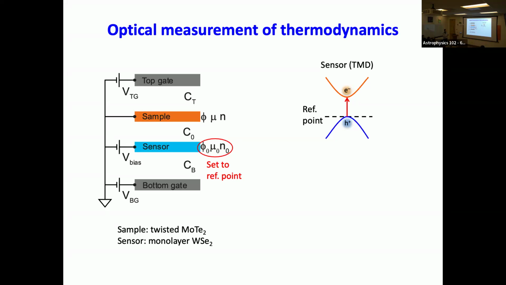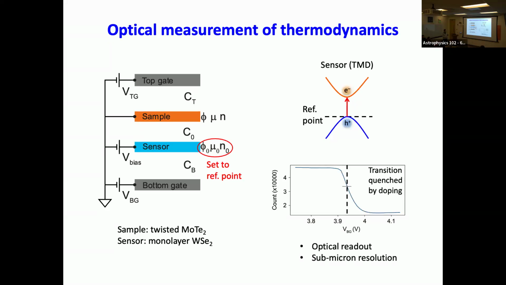Either the conduction band minimum or the valence maximum. And the readout in our experiment is actually to look at the strength of this interband transition, exciting an electron from the valence band to the conduction band. And this is an example curve of the strength of this transition as a function of the bottom gate, which tunes the sensor Fermi level.